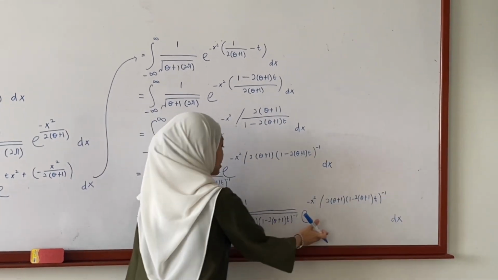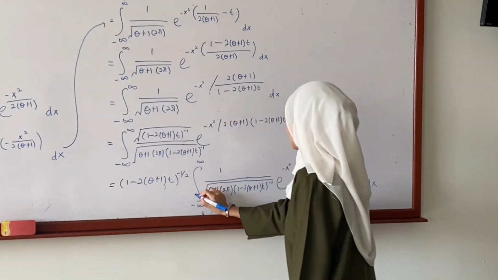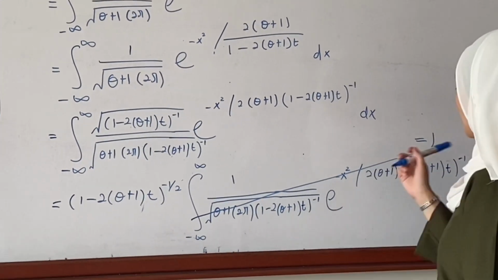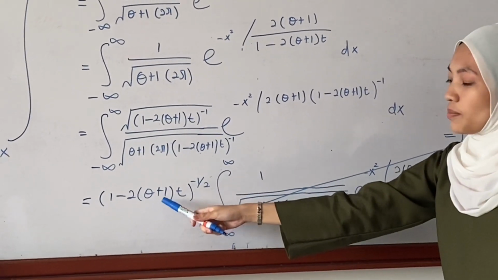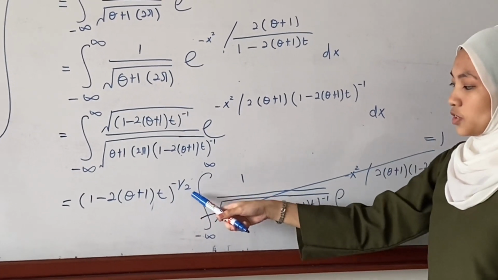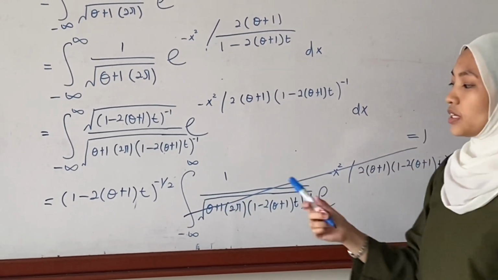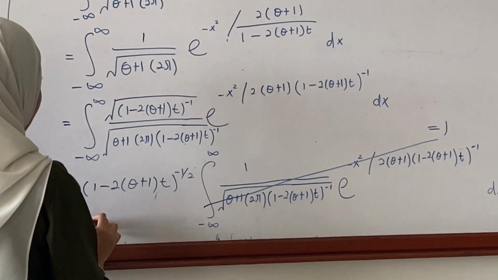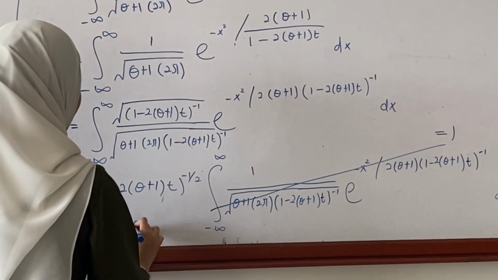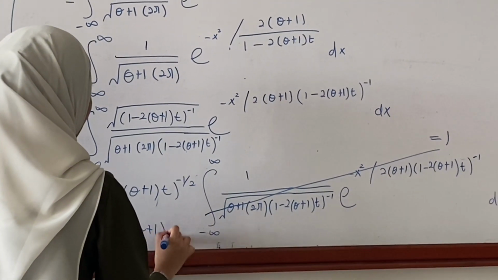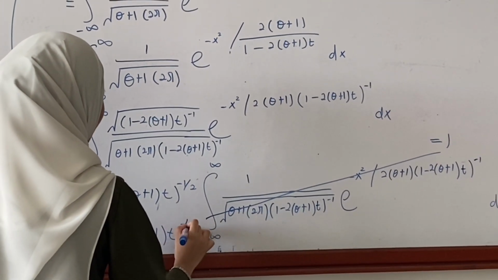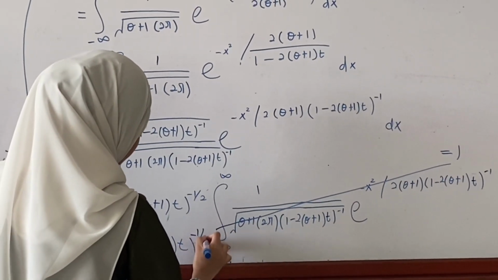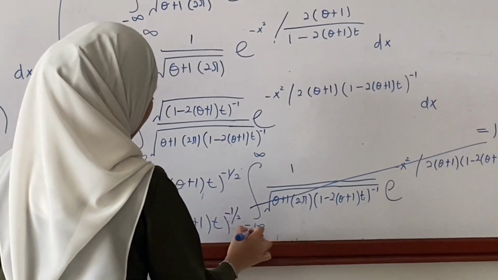From the back here, it will equal 1. So, 1 minus 2 theta plus 1 t to the power of negative 1 over 2, times 1, we will get this answer. Therefore, our final answer is 1 minus 2 theta plus 1 t to the power of negative 1 over 2. This is our final answer.